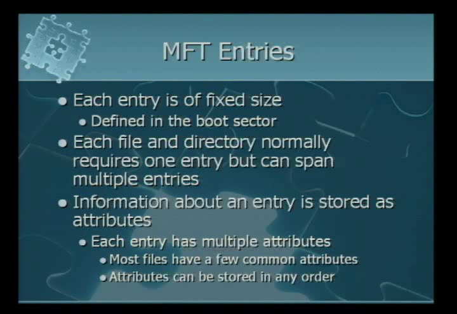Looking more closely, what we know from reverse engineering this file system is that you have these entries in the MFT, and they all have a fixed size. When you format a drive, it sets each entry to a size. By default, this is 1K on Windows for each entry. Every file and directory in our system normally takes up one entry. Technically, they can take up more, but generally it's one entry per file. The information about each entry is stored as attributes. There's a whole bunch of different attributes for each file, and they can be stored in any order.